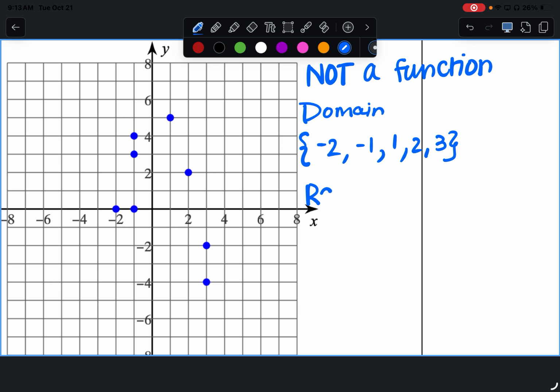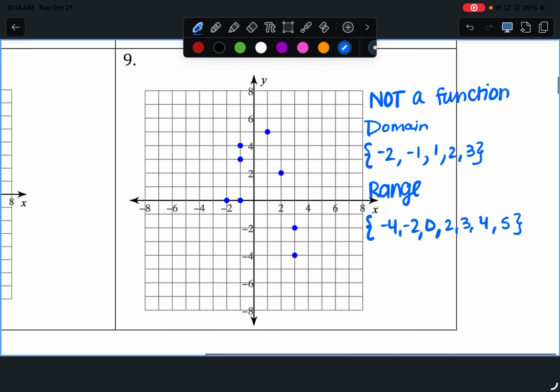Then for range, we look at the y values of the points. We go bottom to top. So start at the bottom. What is the y value here? Here. So that's the first 2 points, -4, -2. What's the y value here? The y value here. Then okay, because it is a bunch of points.